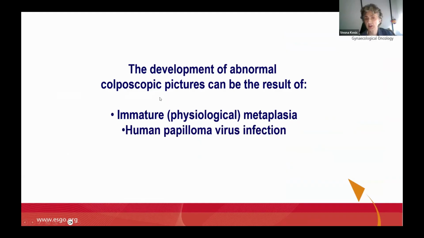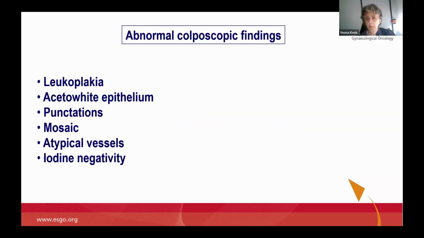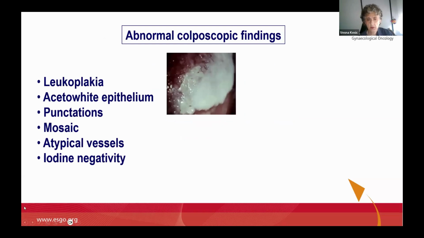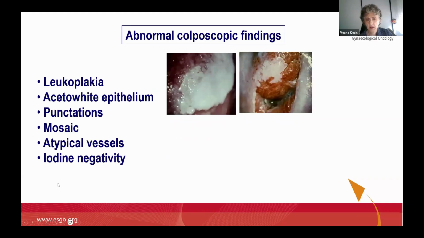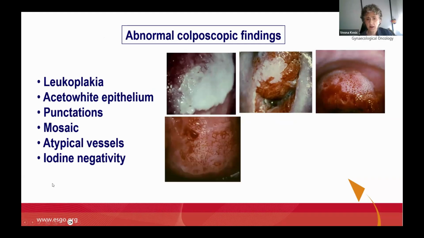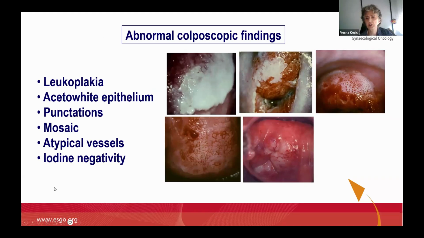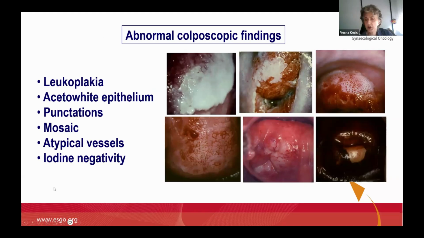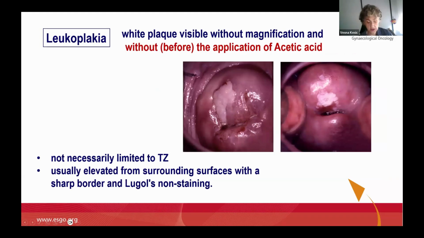The development of abnormal pictures is the result of immature physiological metaplasia. It can be very confusing sometimes, but most often the abnormal pictures are caused by human papillomavirus infection, CIN, or invasive cancer. There are several abnormal colposcopic findings, several types of lesions. We call them leukoplakia, aceto-white epithelium, punctation, mosaic, atypical vessels, and finally iodine negativity. They are in the IFCPC terminology you have just seen.